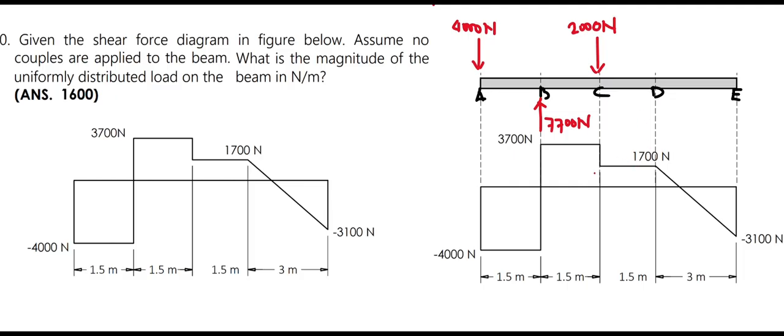it remains constant. Notice that from point D to point E, 1,700 Newton decreases in a linear fashion, going from 1,700 to negative 3,100 Newton. Therefore, there must be a uniformly distributed load acting on the beam on segment AE. Let's call this load W.